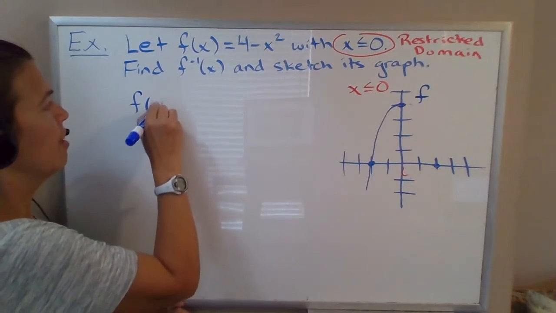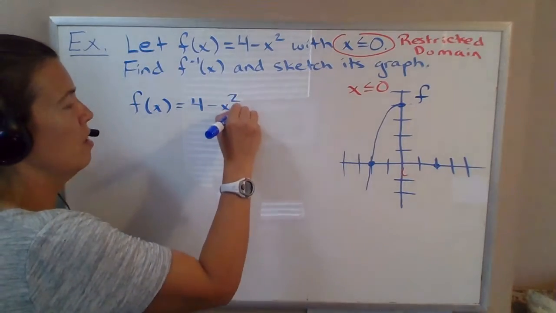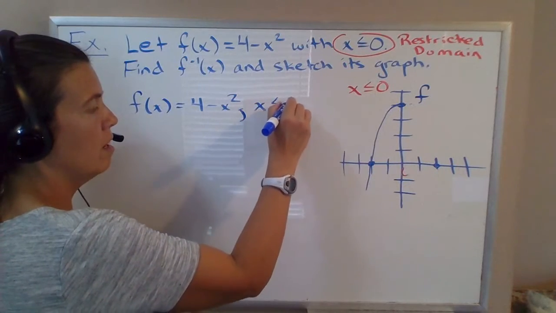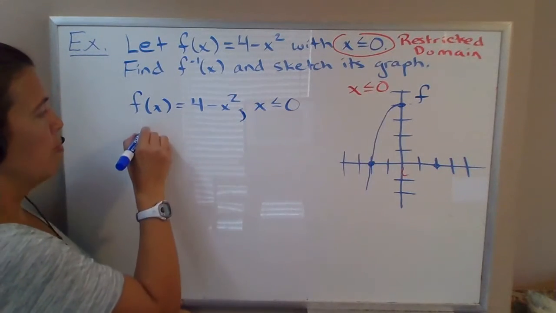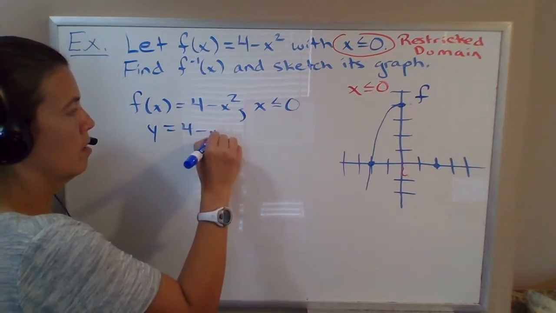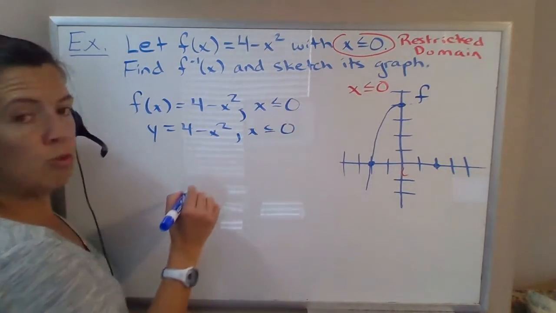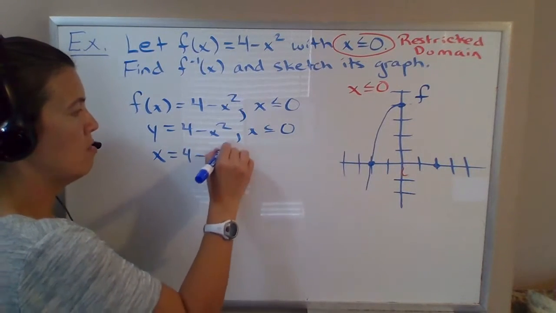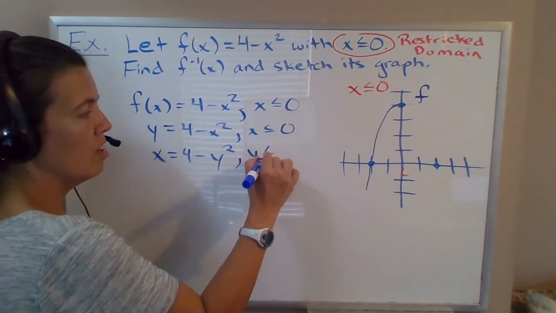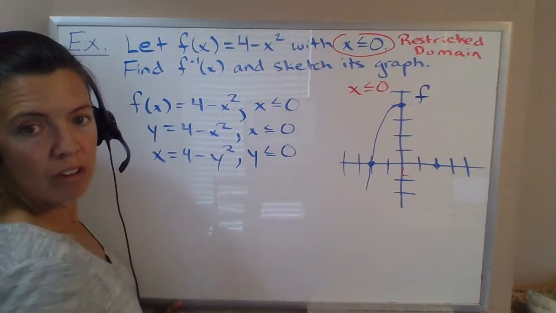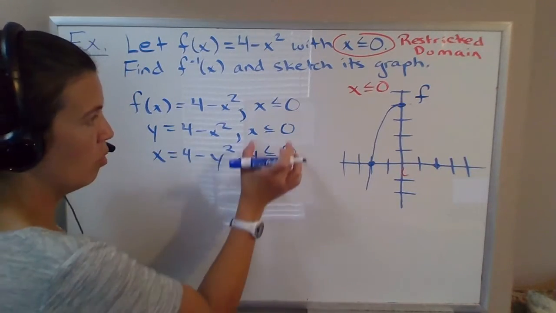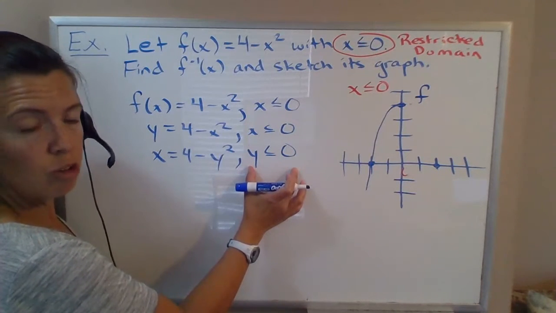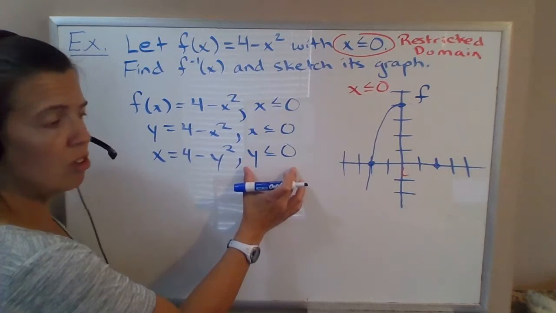If we're starting with f of x equals 4 minus x squared, and let me tack on that condition, let's consider that part of the function for now. We should replace f of x with y, and then swap x's and y's in this equation. So this becomes x equals 4 minus y squared with y less than or equal to 0. Swap x and y all the way across the statement of this function. So the requirement that x is less than or equal to 0 in the original function will translate to a requirement that y is less than or equal to 0 in the inverse function.